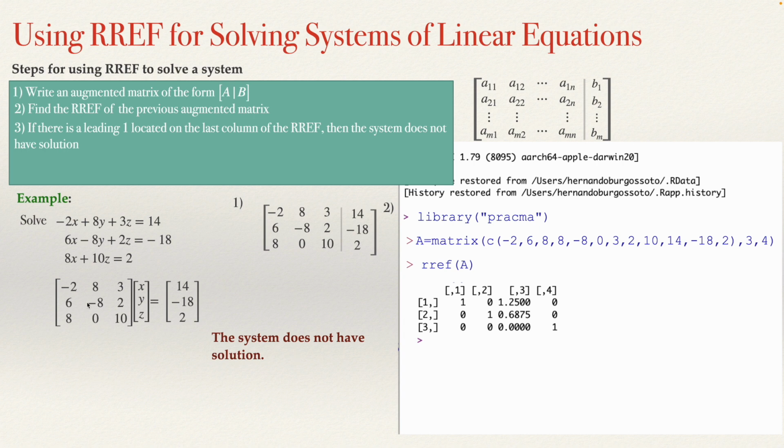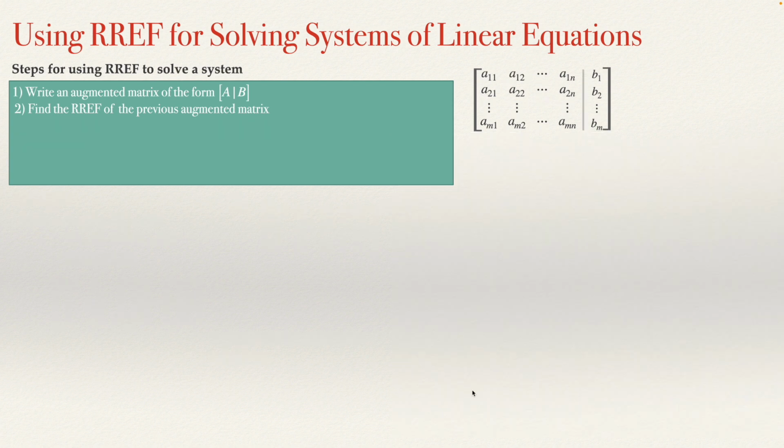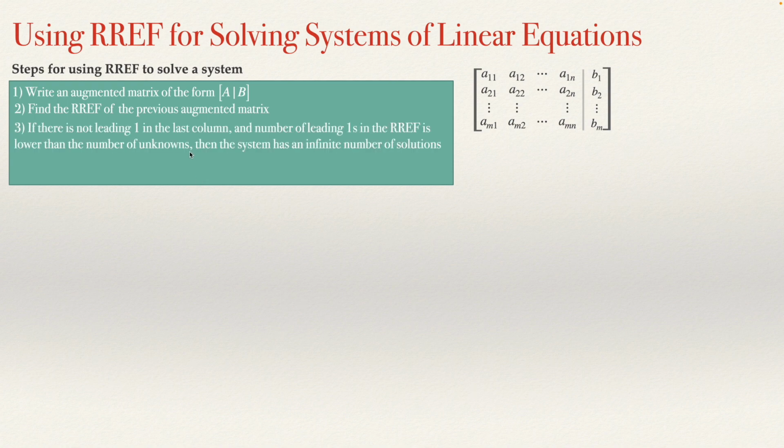Let's see the last case. The last case will be the case when the system has infinite solutions. So let's review this last case. If there is no leading one in the last column, and the number of leading ones in the reduced row echelon form is lower than the number of unknowns, then the system has an infinite number of solutions.